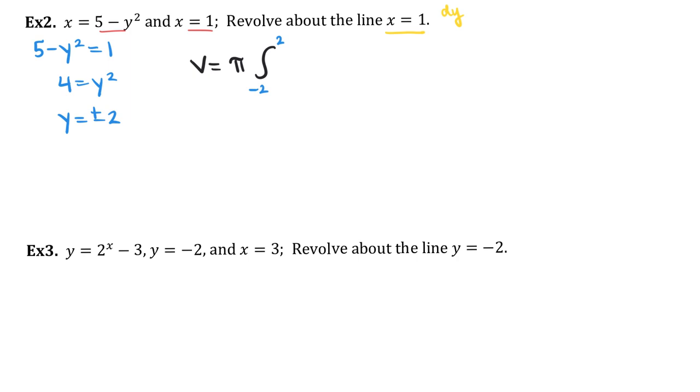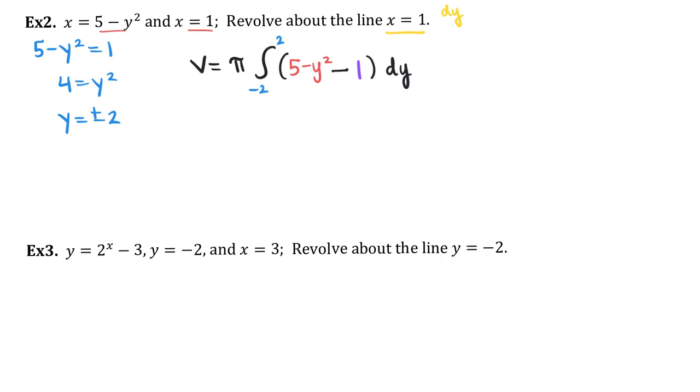Okay, to figure out which one's higher, between negative 2 and 2, I'm going to plug in 0. When y is 0, this is always 1. When y is 0 here, this is 5. So this is the higher function. So I'm going to put that first, although again, it does not matter. Okay, so I'm going to have 5 minus y squared, and I'm going to subtract the other function, which is 1, dy.